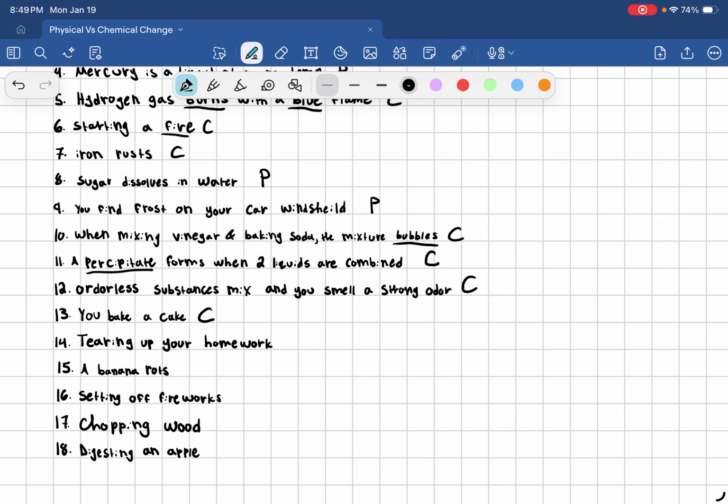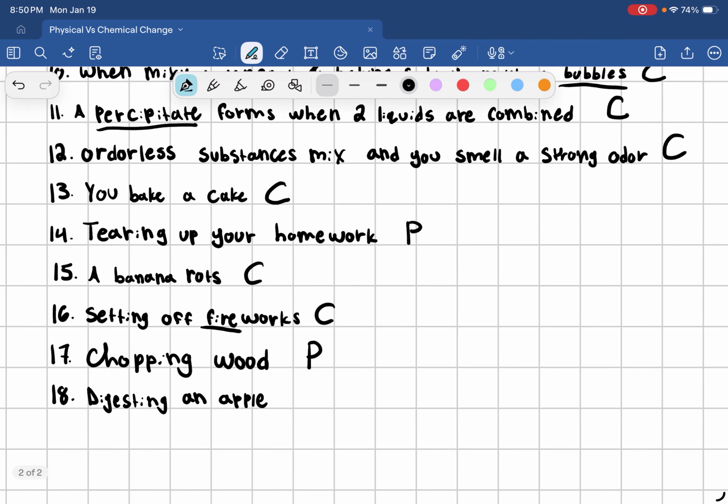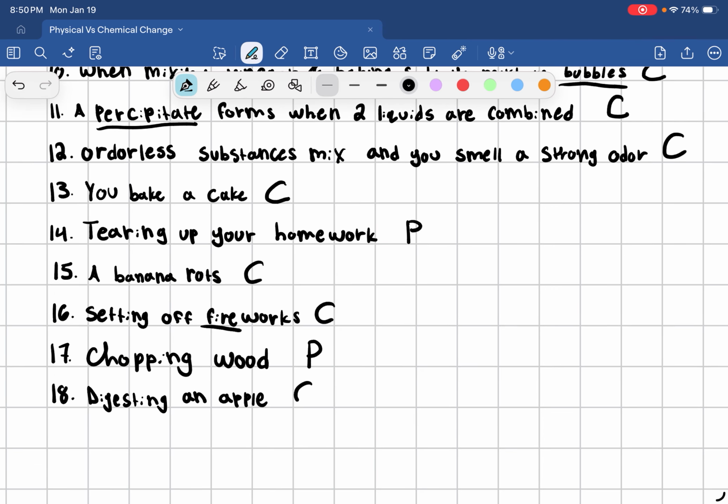Tearing up your homework. This is a physical change. Although you may not really be able to reverse it, no new substance is being formed. A banana rots. Bananas, when they rot, you see them turn a brown color. So this is a chemical change, as the change in color indicates a reaction. Setting off fireworks. Again, we have this combustion reaction. So, chemical. Chopping wood. This is a physical change. No new substance is being formed. Digesting an apple. This is chemical. Digestion is a chemical reaction.